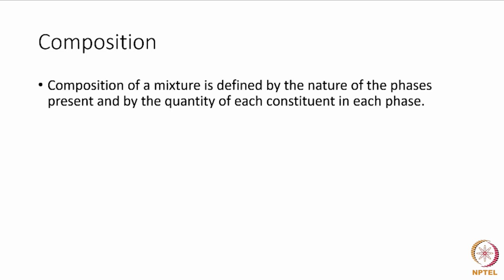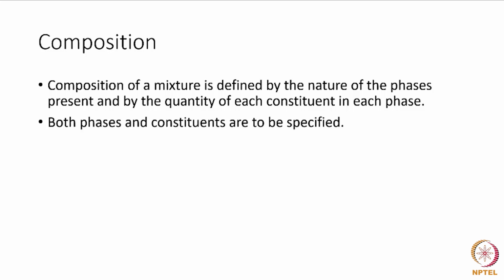Often there is a misconception about the use of the words composition and concentration. So let us first define what is composition. Composition of a mixture is defined by the nature of the phases present and by the quantity of each constituent in each phase. In other words, both the information about the phases as well as the constituents of those phases are to be specified when we say the composition in a particular domain is specified.